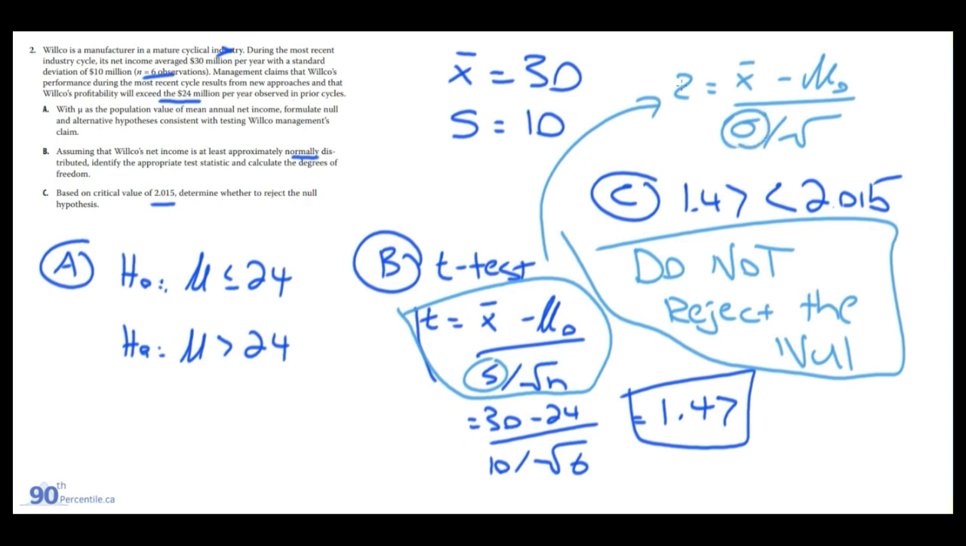And of course, the critical value would be different too, depending on if you're doing a z-test or a t-test. But the critical value is actually given to you in this question, so it wouldn't have mattered which one you use, whether it's the t-test or the z-test, you would have come to the same conclusion.